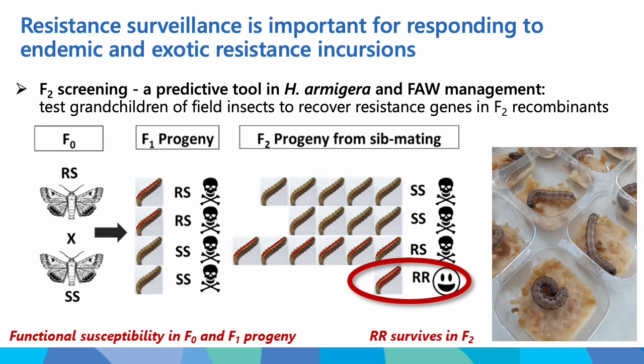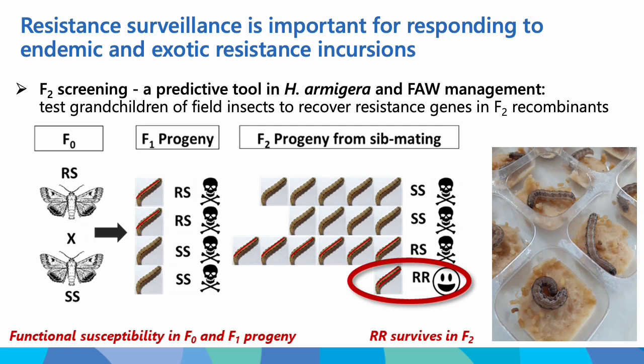So to do that, what we do is we use a thing called an F2 screen, which is where we test the grandchildren of field-collected insects to recover rare resistance genes in the F2 recombinants. Now, this technique is extremely sensitive for detecting resistance, and it really gives us that early warning of emerging resistance issues, which is so critical because the sooner you can become aware of resistance in field populations, the better your chances of being able to effectively manage it.